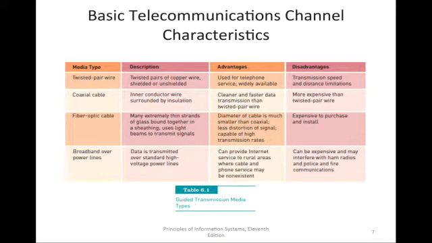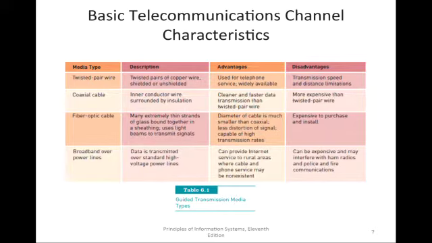Then we have coaxial cable. An inner conductor wire surrounded by insulation. It has the benefits of cleaner and faster data transmission than twisted pair wire, but it's more expensive than the first mentioned type. Then we have fiber optic. It's many extremely thin strands of glass bound together in a sheeting, and it uses light beams to transmit signals. Fiber optic cable has the advantages that the diameter of the cable is much smaller than coaxial, so there is less distortion of signal, and it's capable of high transmission rates. It is expensive to purchase and install, so this is the disadvantage of fiber optic technology.